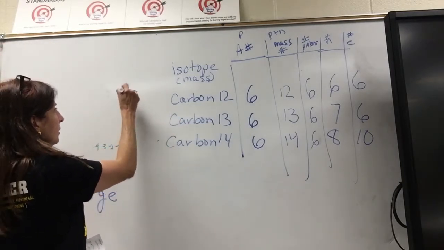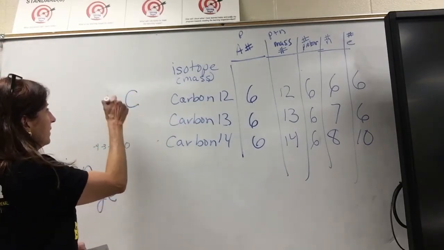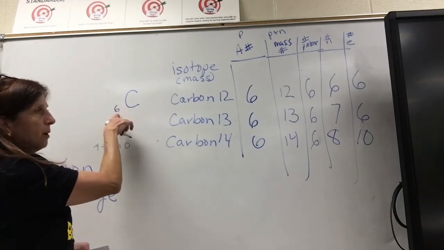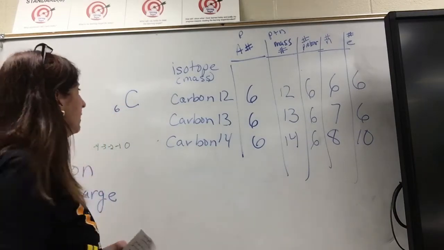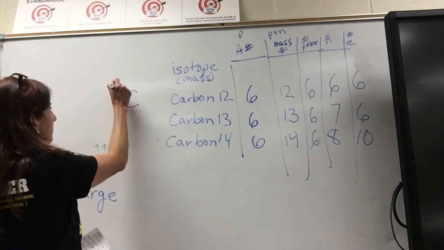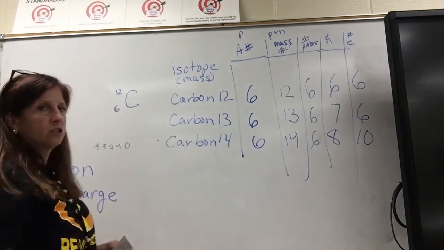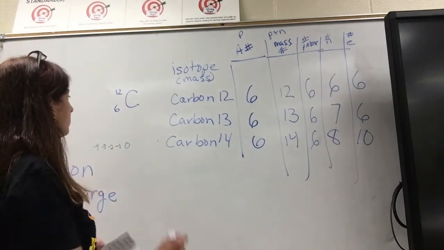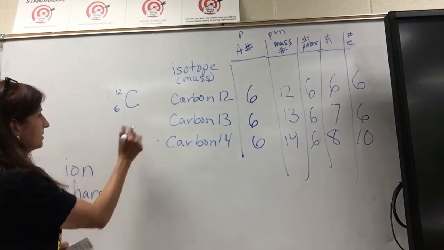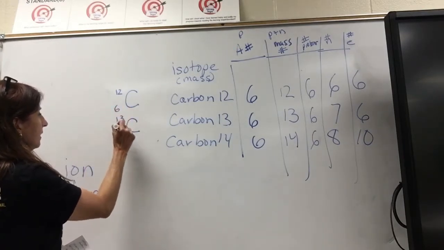So for carbon 12, you write the symbol. You write the number of protons down here, or the atomic number, and you write the mass up here. If it has a charge, you write it over there. So that's carbon 12. Here is carbon 13.